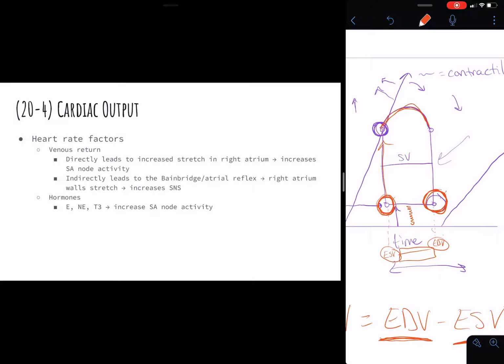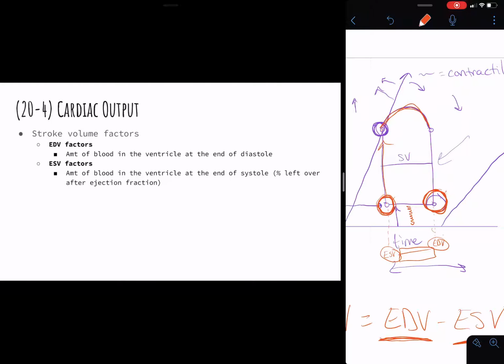Some hormones also affect heart rate, things like epinephrine, norepinephrine, and thyroid hormone. We'll talk about thyroid hormone in the next module. But epinephrine and norepinephrine, they're different by a couple of bonds. They're not that different chemically. But these all collectively and individually can increase SA node firing activity.